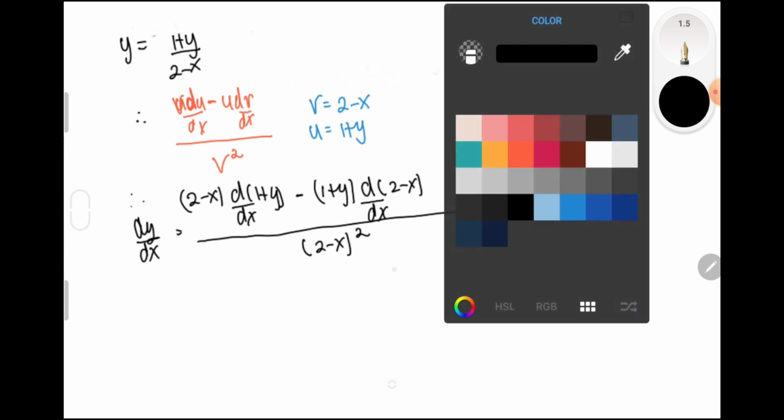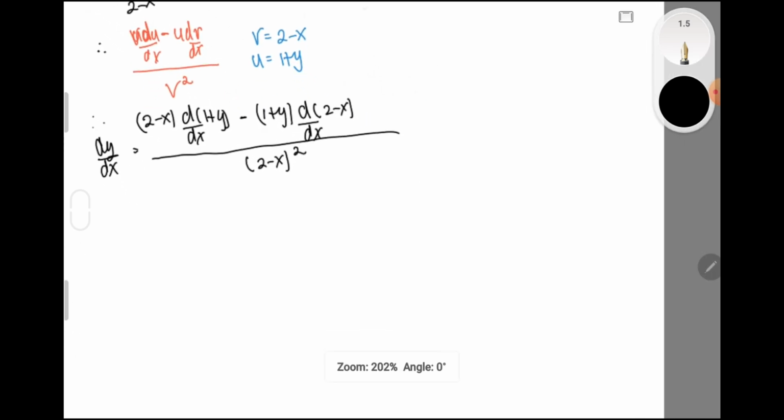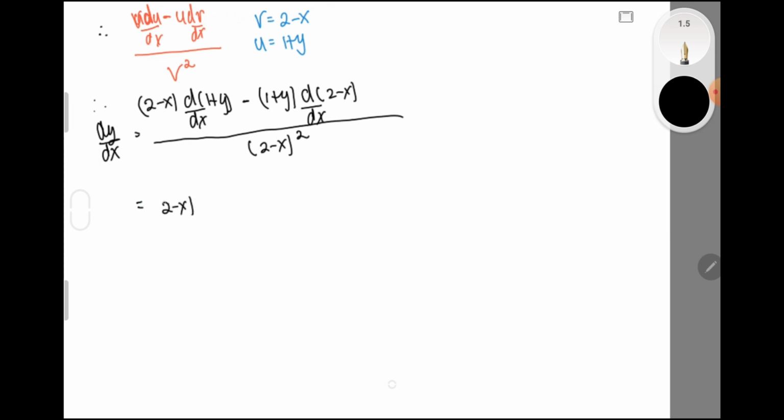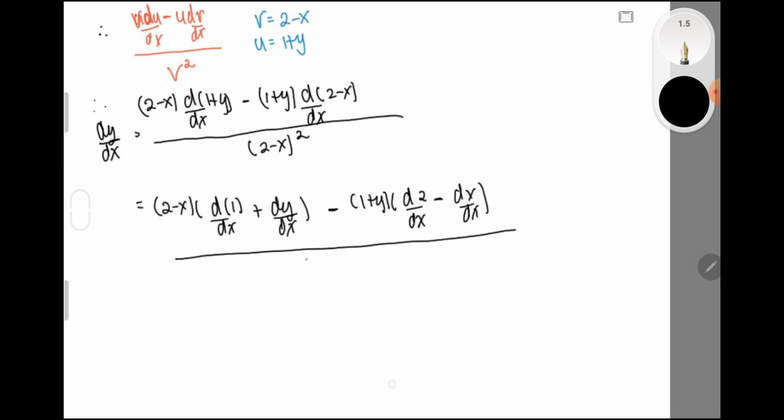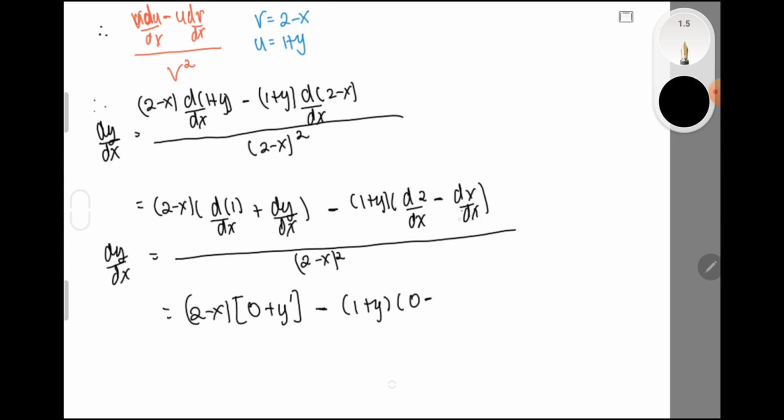So by solving the problem, we'll have a value equal to 2 minus x multiplied by the derivative of 1 with respect to x plus the derivative of y with respect to x, minus 1 plus y multiplied by the derivative of 2 with respect to x minus the derivative of x with respect to x, divided by 2 minus x squared, which is equal to our dy over dx. So from this we'll have 2 minus x multiplied by the derivative of 1, which is 0, plus y prime, minus 1 plus y multiplied by 0 minus the derivative of x, which is 1, divided by 2 minus x squared.